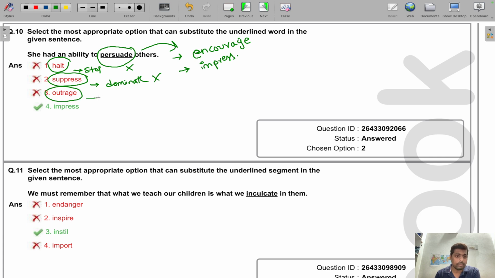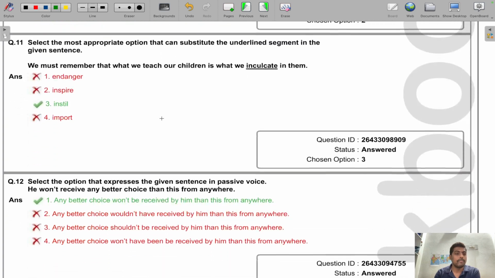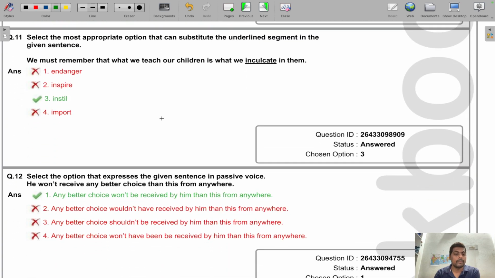Outrage means something like a disturbance in the public, so definitely this is not the answer, guys. Impress is a possibility, so encourage and impress are definitely synonyms, guys, in one way or the other, so definitely this is the most appropriate answer. Let us go to the next question.